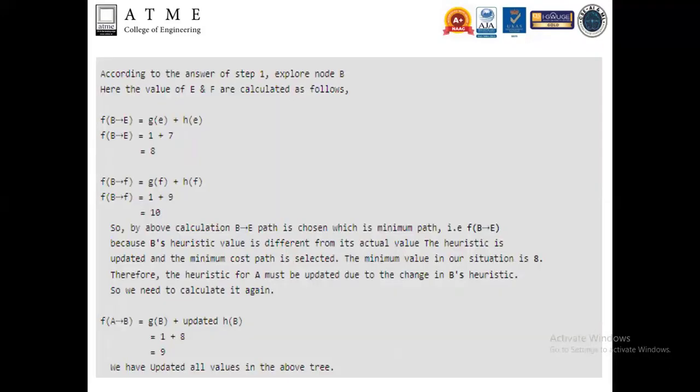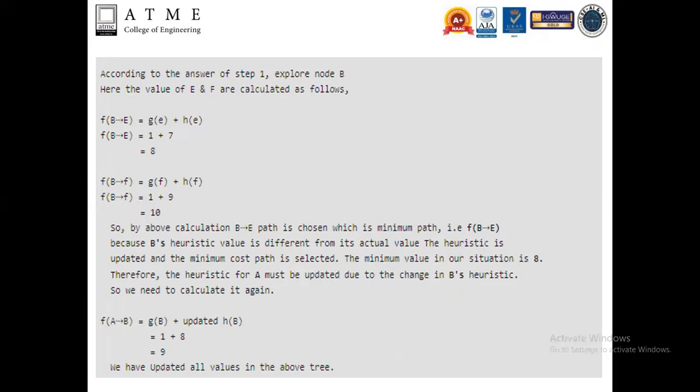According to the answer of step 1, explore node B. Here the values of E and F are calculated as follows. For B to E, the cost associated function is 8, whereas from B to F, the cost of the function is 10. So by calculation of B to E and B to F, the conclusion we can make is that the heuristic for A must be updated due to the change in B's heuristic, so we need to calculate it again.